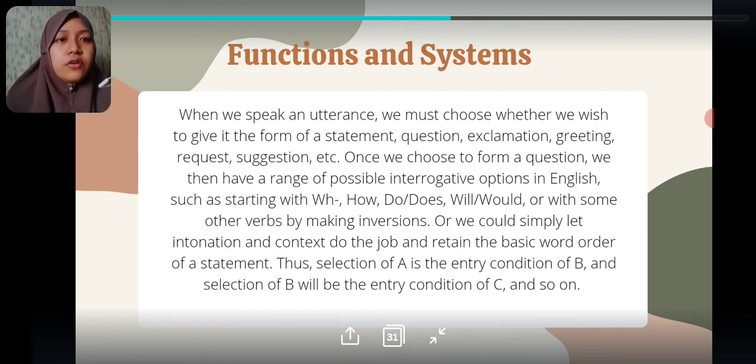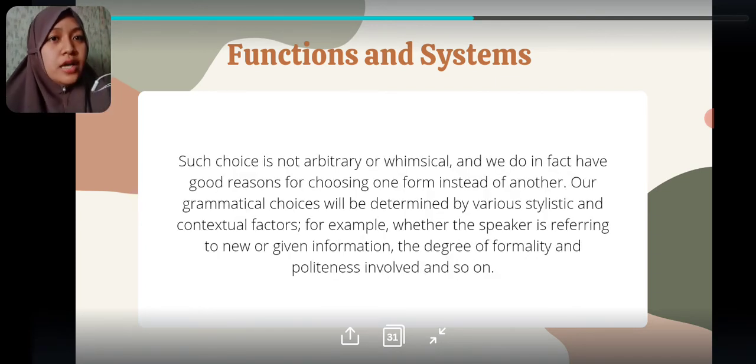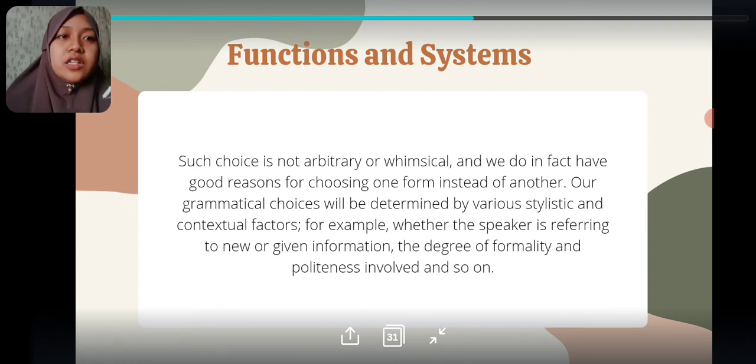The selection of A is the entry condition of B, and the selection of B will be the entry condition of C, and so on. Such choice is not arbitrary or whimsical, and we do in fact have good reason for choosing one form instead of another. Our grammatical choice will be determined by various stylistic and contextual factors. For example, whether the speaker is referring to new or given information, the degree of formality and politeness involved, and so on.